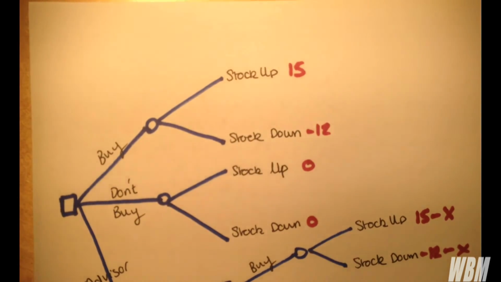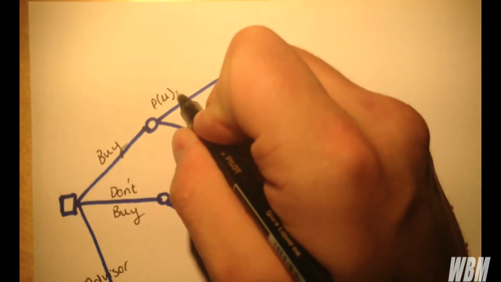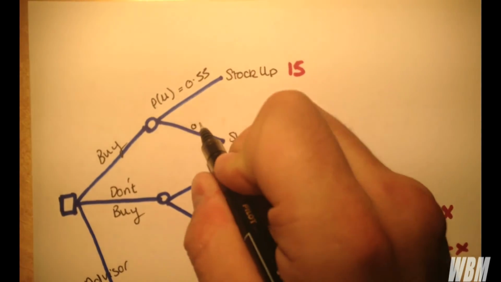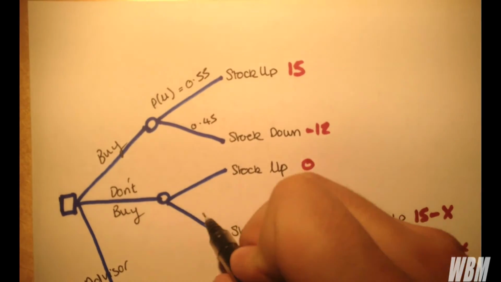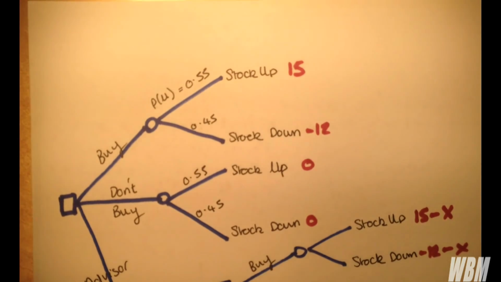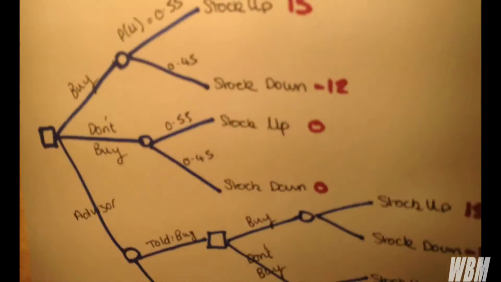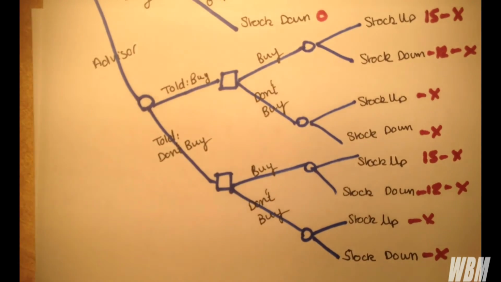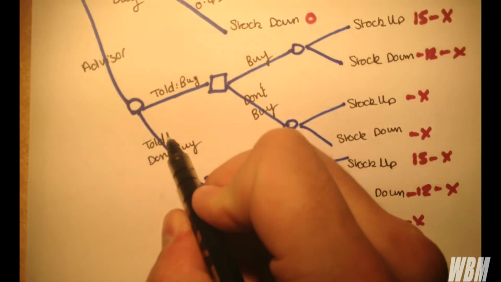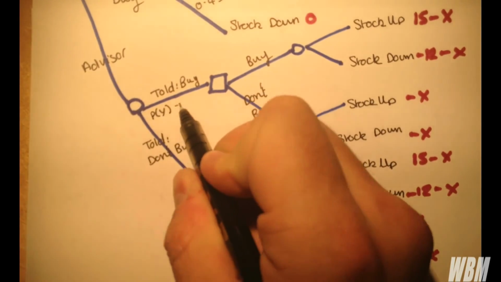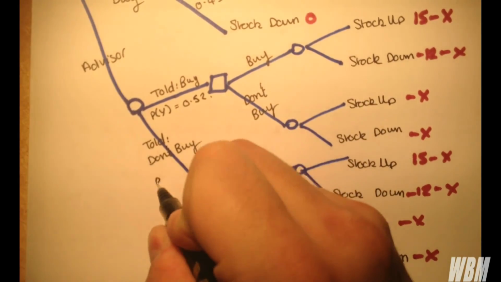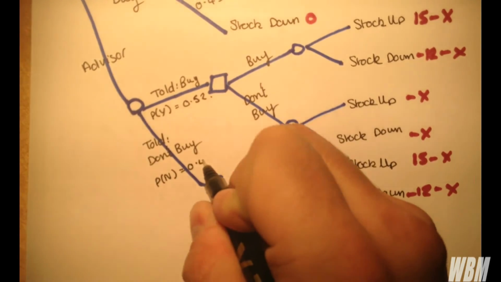So now we have a decision tree. We know the probability of going up is 0.55 and the probability of going down is 0.45. Similarly for here and of course here. So let me just move this up here. Now that we've calculated all of our probabilities, we know the probability that he'll say yes is 0.52, and the probability that he'll say no is of course 0.48.